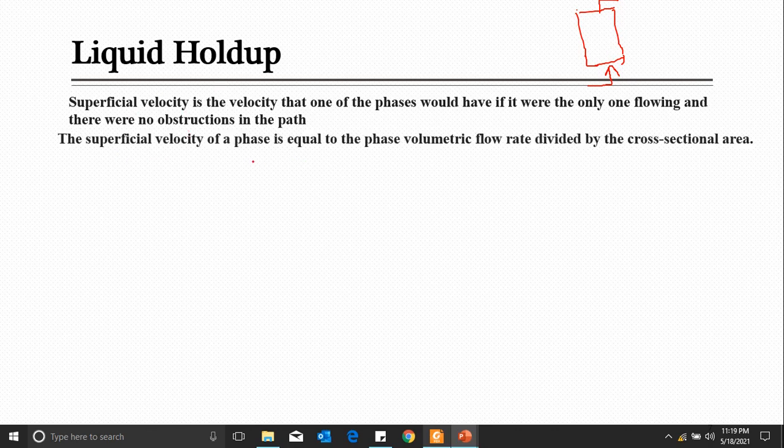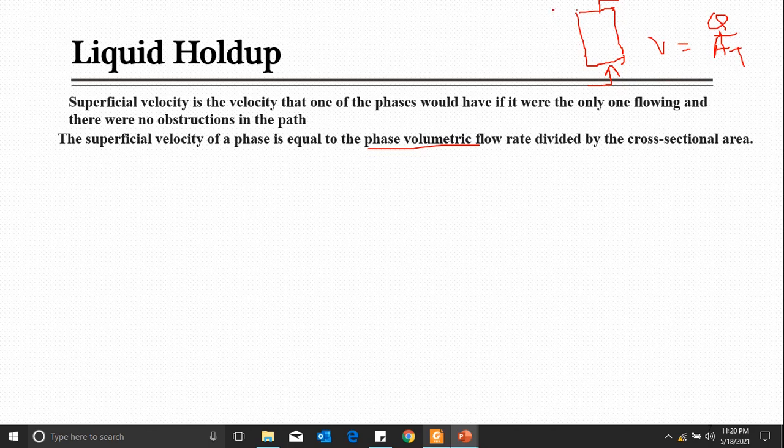Simply, you can say that this velocity V is equal to the volumetric flow rate, let's represent it with Q, divided by the cross sectional area of the total area through which it is passing. That is called superficial velocity.